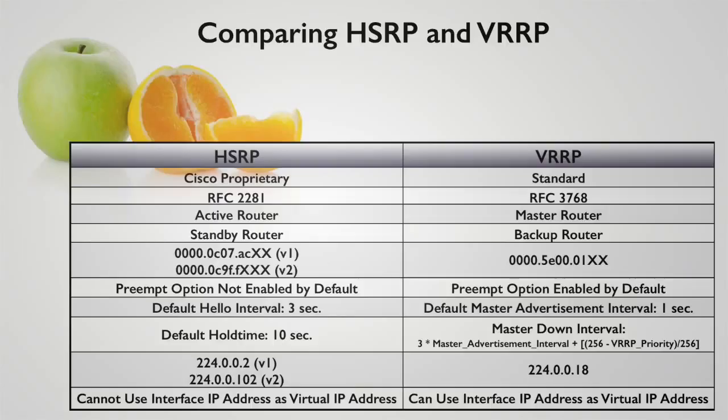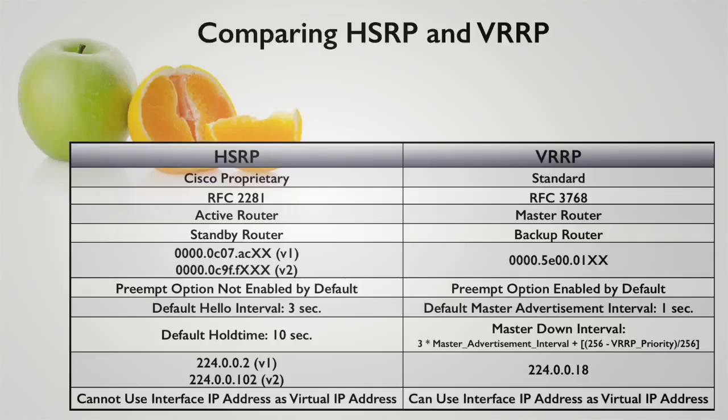And the virtual MAC address that gets associated with the virtual IP address is going to be different between HSRP and VRRP. You might remember from one of our HSRP videos that HSRP versions 1 and 2 have different MAC address formats, where the X's on screen get replaced with the hexadecimal representation of the HSRP group. Similarly, VRRP has a different MAC address format, where the X's get replaced with the VRRP group.